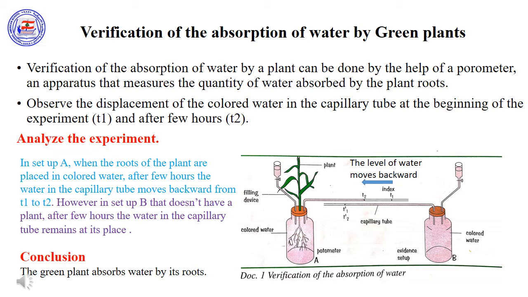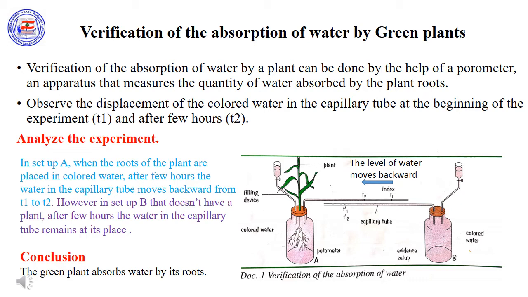In setup A, we put the roots of the plant in the jar and we mark the level of water at the beginning of the experiment, represented by T1, and after a few hours we mark again the level of water, represented by T2. We notice that the level of water moved backward, which means that the level of water in setup A decreased. However, in setup B, if we mark the level of water at the beginning of the experiment and a few hours later, we notice that the level of water remained at its place.